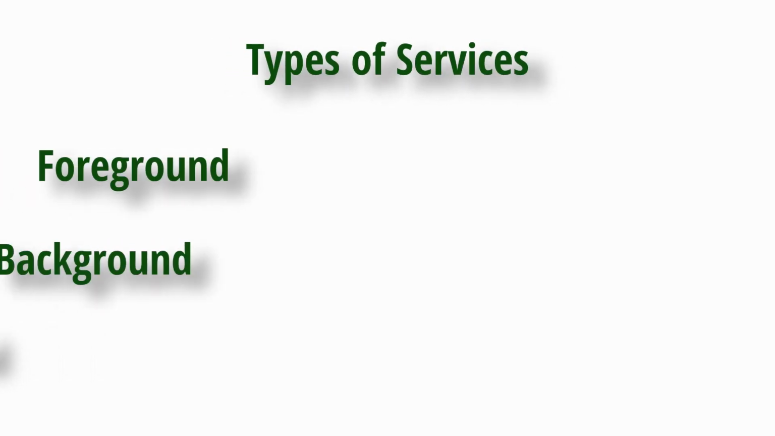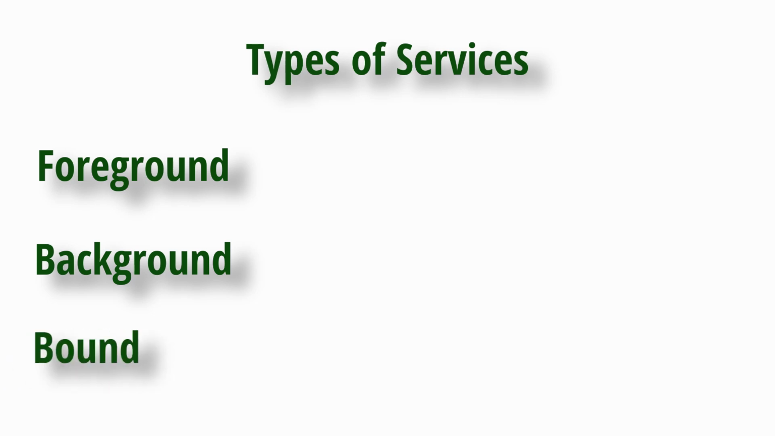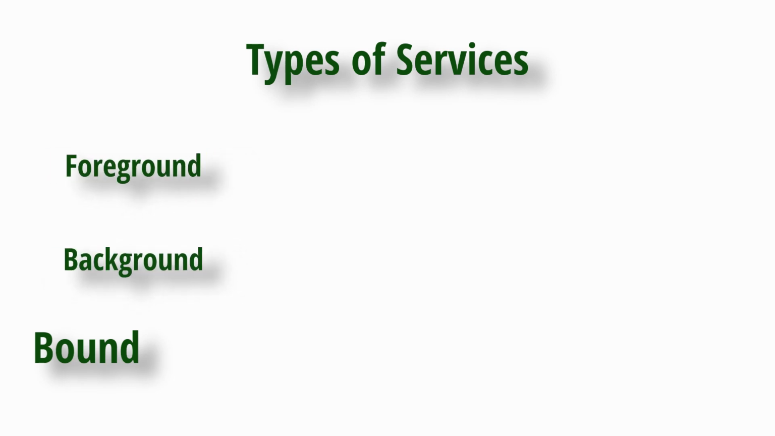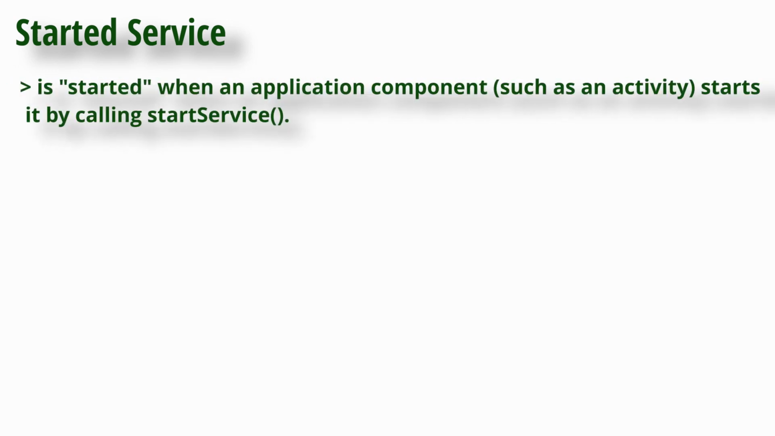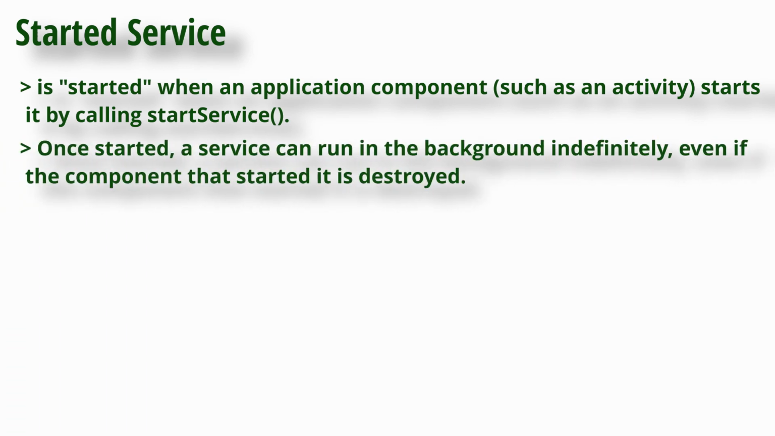There are three types of service: foreground service, background service, and bound service. But foreground and background service are categorized into one called started service. First, a started service is when an application, such as an activity, starts it by calling the startService method. Once started, a service can run in the background indefinitely, even if the component it started is destroyed.